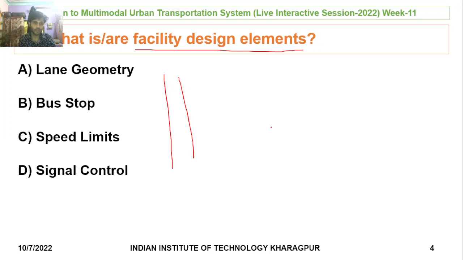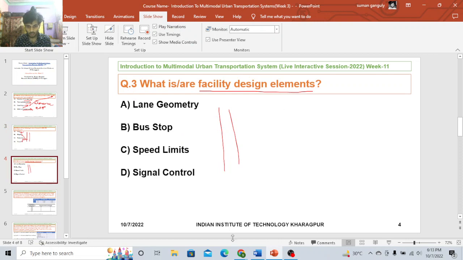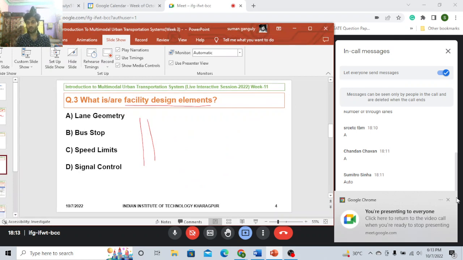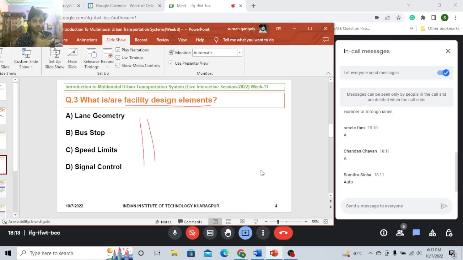Is it the lane geometry? Is it the bus stop? Is it the speed limit signs that we put on the roads, right? Or even on the railway crossings? And is it the signal control? So what do you mean by these facility design elements? So what would be the facility design elements, right? I will also wait here for your response. As I have told you, it may be one or more, I don't know, maybe more. So which of these do you think are the facility design elements?